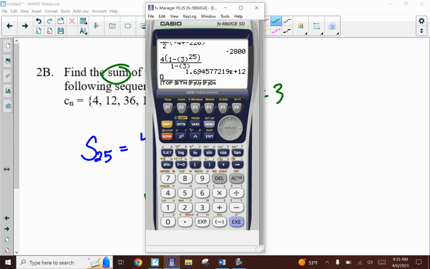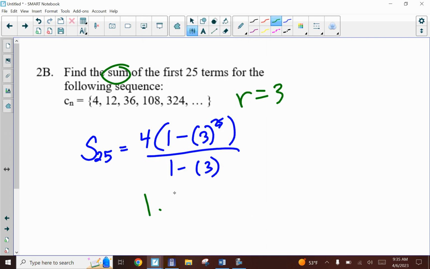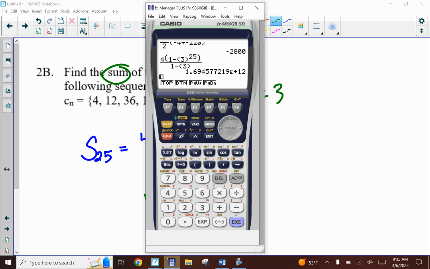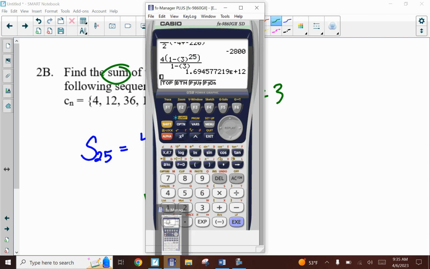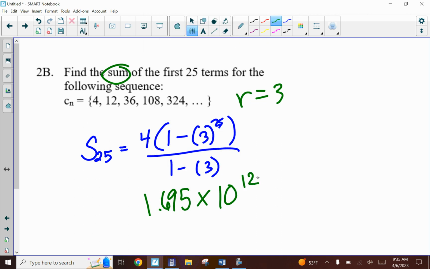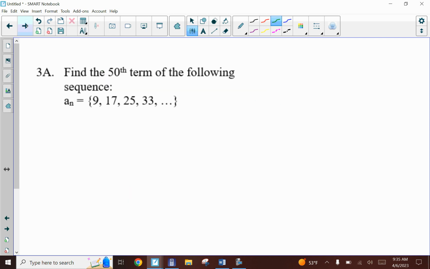So it would be 1.695 by rounding, times 10 to the 12th power. We're not going to require you to write out the decimal 12 places to the right and then write the whole huge number, because that's ridiculous.